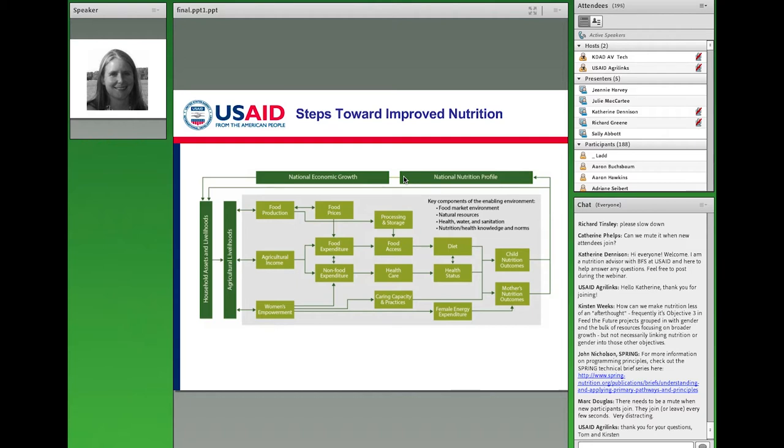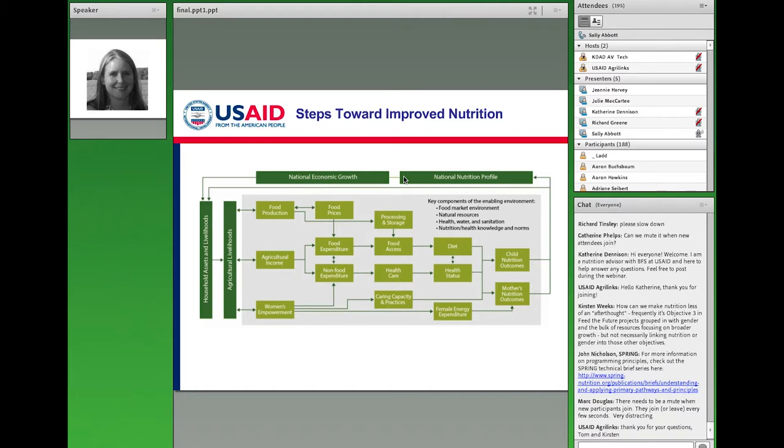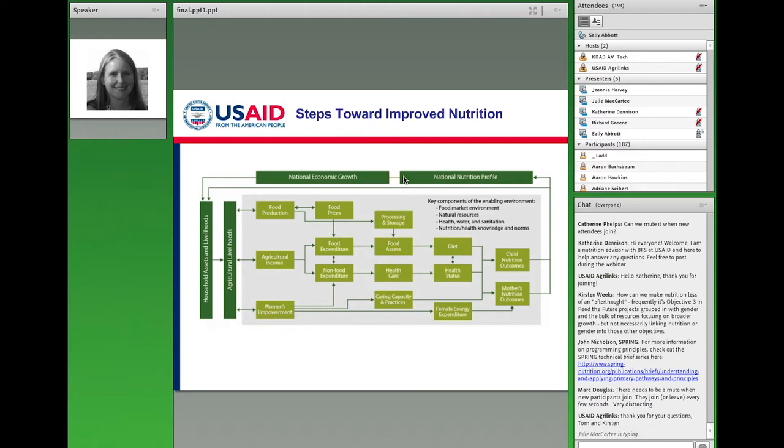So acting on all these routes is the enabling environment, the food market environment, the health and water and sanitation environment, nutrition, health, knowledge, and norms, and other factors such as policy and governance. These components may affect nutrition of consumers or communities, not only farmer households. Child nutrition outcomes ultimately feed back into the national economic growth and household assets and livelihoods, including those that contribute to both agriculture and non-agriculture sources of income.